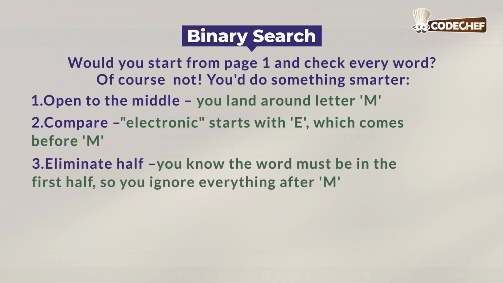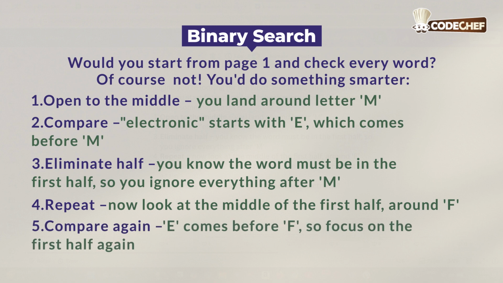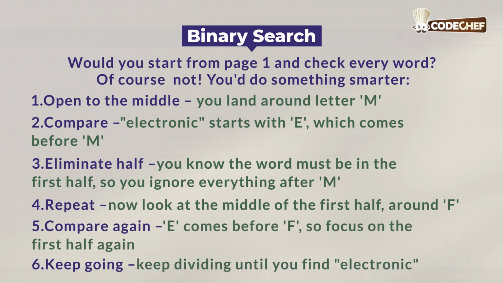You'd eliminate half. So you know the word must be in the first half, so you ignore everything after the M. You repeat. Now you look at the middle of the first half, around F. You compare again. E comes before F, so focus on the first half again. Keep going, keep dividing until you find electronic. Each step eliminates half of the remaining pages.